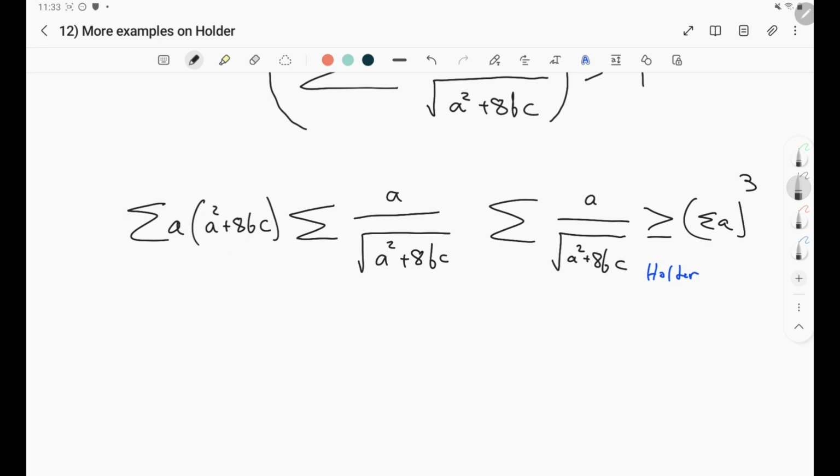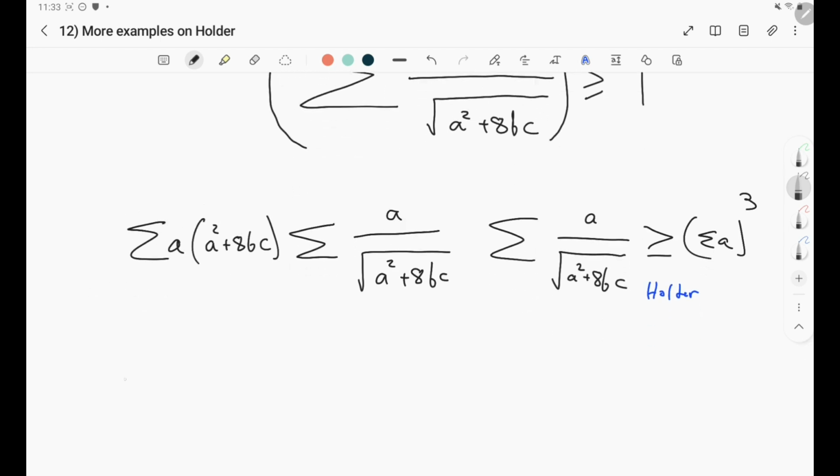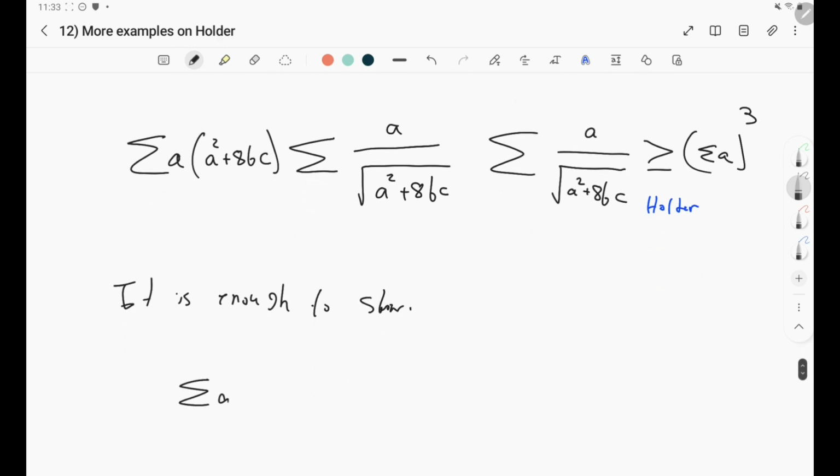So now we just need to show that basically it's enough to show that (sigma a)^3 is greater than sigma. Of course you can expand this thing, it's just sigma a cube plus 8abc. So this is going to repeat 3 times, so 24abc.